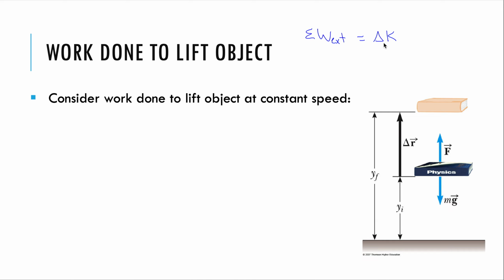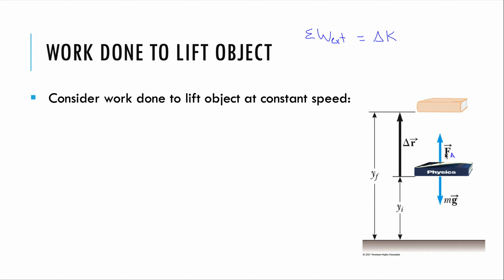In this video, we want to talk about a different kind of energy called gravitational potential energy. So let's take a look so that we can understand it a little bit better. Let's first consider the work done to lift an object at a constant speed. So we're lifting an object such as our beloved physics book with an applied force.